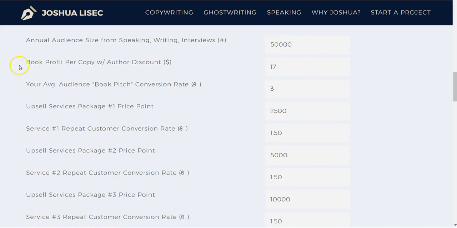Now, this one right here, book profit per copy with author discount. This is a bit higher than the other one. So why is that the case? The way that the CreateSpace platform works, if you're going to independently publish through Amazon.com, the world's biggest marketplace, what you're going to have the opportunity to do is purchase author copies yourself, directly from CreateSpace, the printer, at an 85% discount.